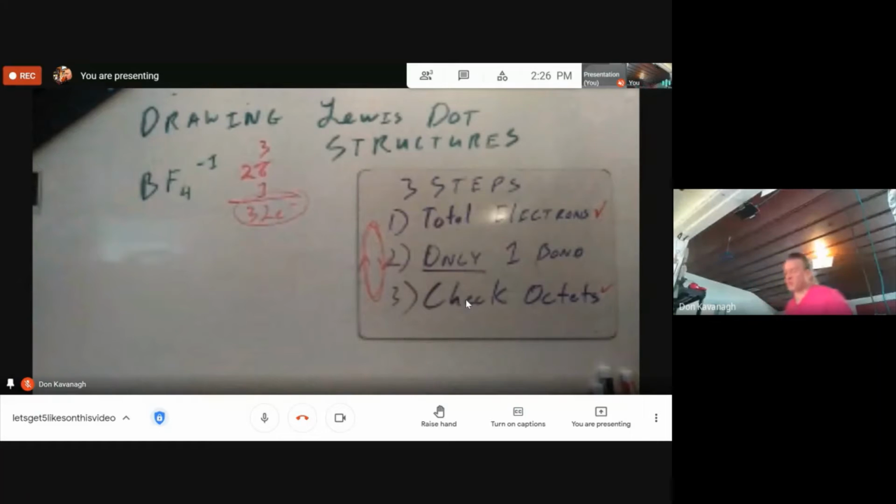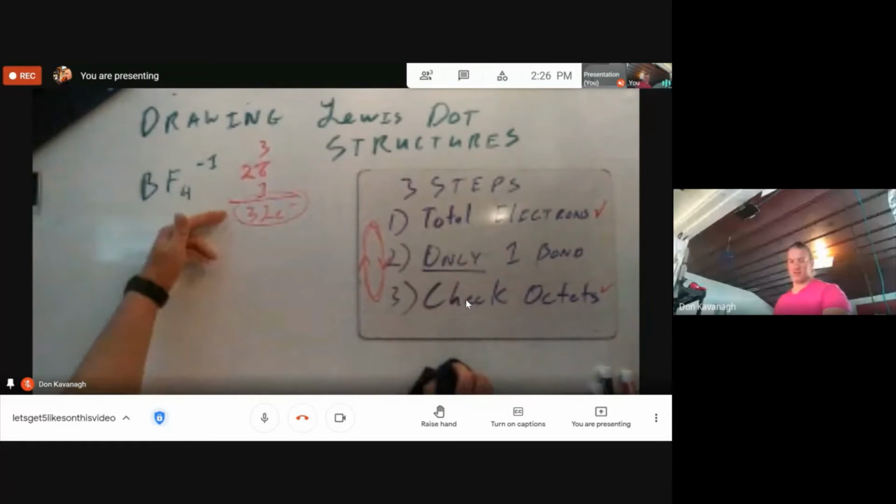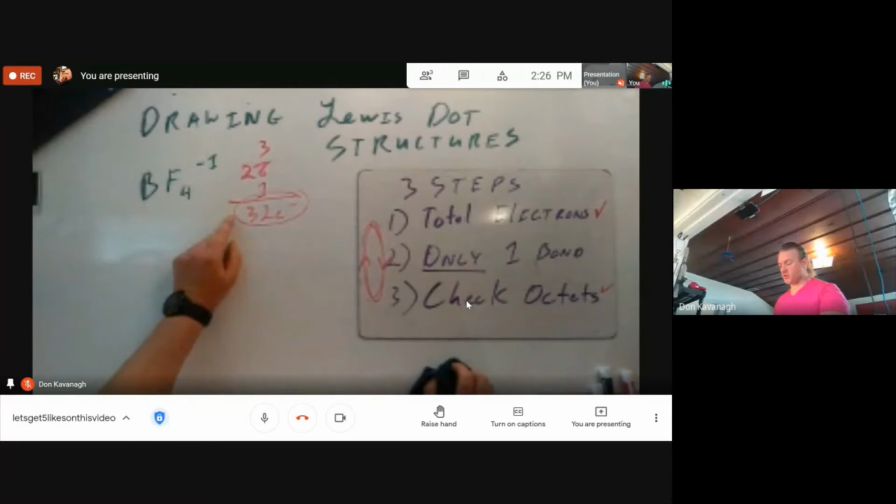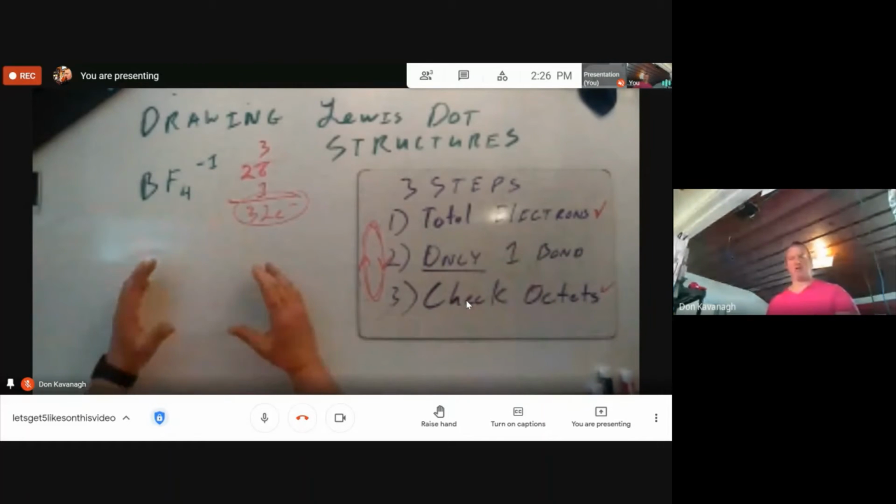When you're doing these problems, especially early, you should be getting even numbers for your counts. If you're getting odd numbers, double check the charges or your counts off the periodic table here. So 32 electrons, no more, no less. You're going to start with 1 bond when you draw your first guess of this Lewis dot structure.